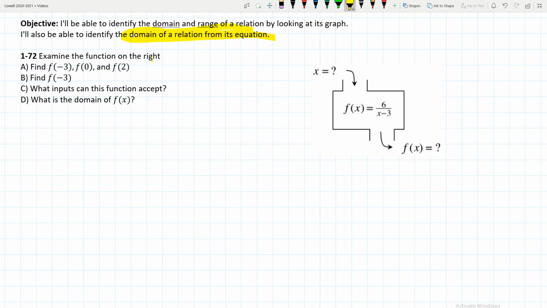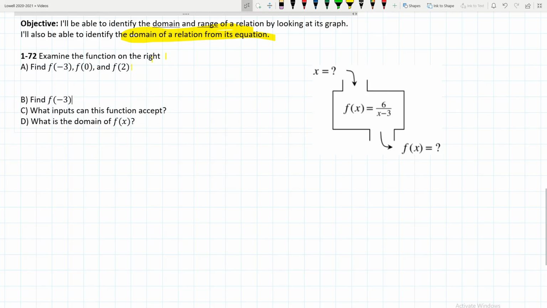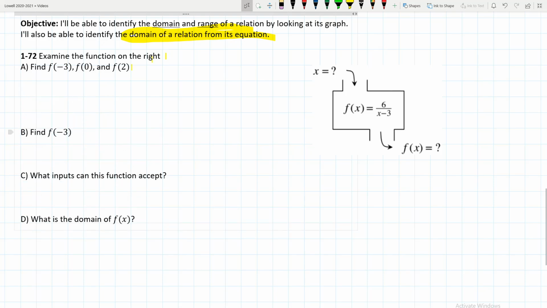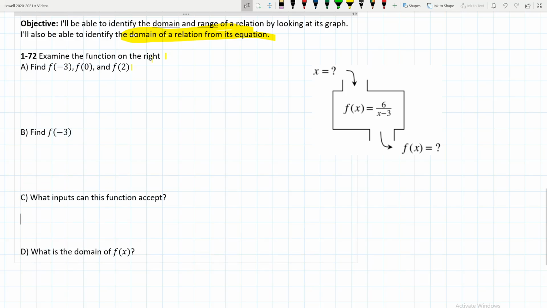So let's start off just by evaluating our function here. Okay, sorry about that. So let's first evaluate f of -3, f of 0, and f of 2. All this really means is in this first one, we are throwing in an input of -3, so x equals -3, and then x equals 0, and then x equals 2.